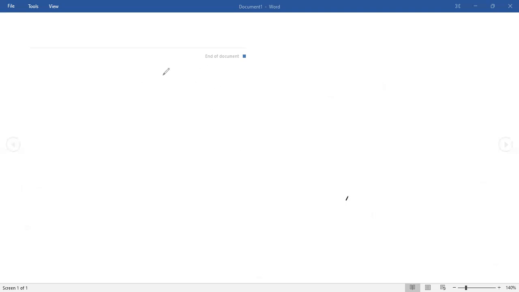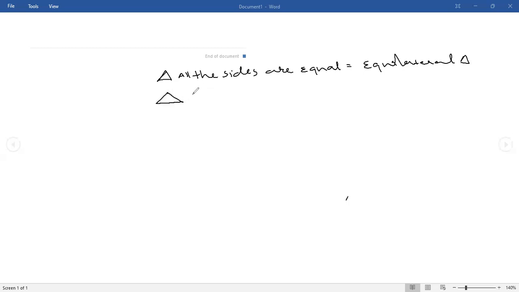If in a triangle all the sides are equal, if all the sides are having equal length, you can call it an equilateral triangle. If two sides are equal, you can call it an isosceles triangle.